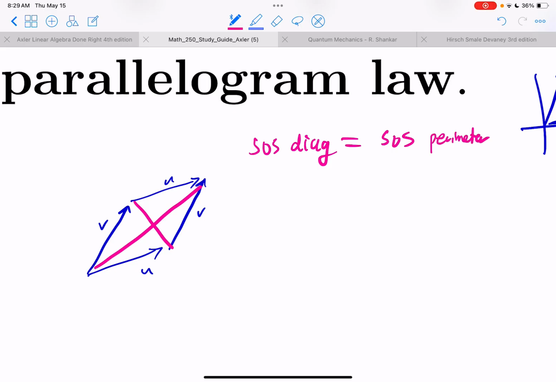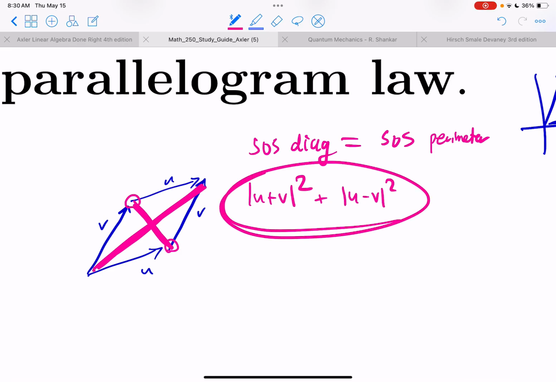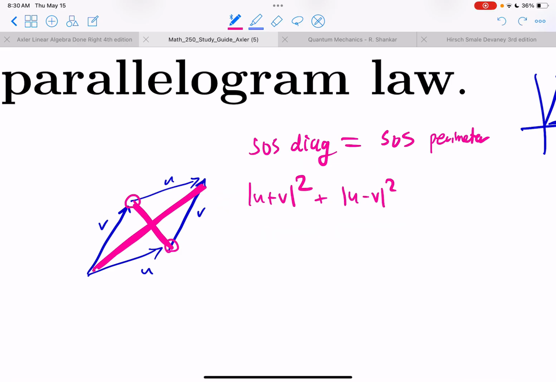Okay, so let's just start with the sum of squares of the diagonals. Do you agree that this long diagonal is u plus v? So its square is the norm of u plus v squared. Now what's the shorter diagonal? It's u minus v, final minus initial. So then we're going to take u minus v and square it. And here's the sum of squares of the diagonals. And we're going to ask, is this equal to the sum of squares of the perimeter?